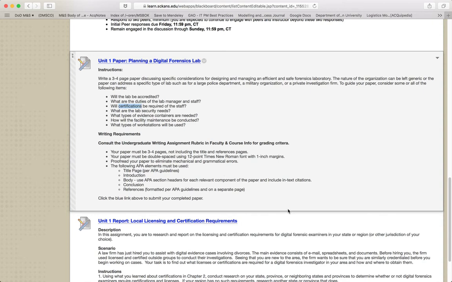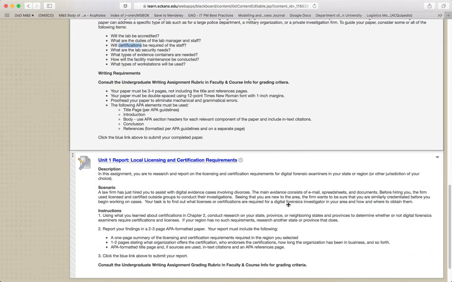Which ties into the report. For the report, you're going to do some research and investigate your local state or your province, and you're going to talk about licensing and certification requirements for a digital forensics examiner. If your state or region doesn't have requirements for licensing and certifications, you need to find a region that does, do research, and that's what you're going to write your report about. So again, licensing and certification requirements for a digital forensics examiner. This is a little bit of a shorter assignment. It's a report.